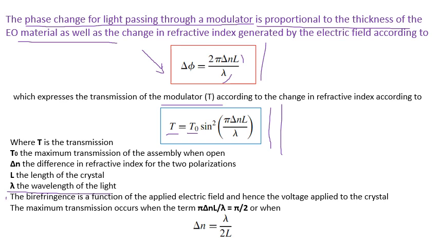Now the last line, if you see here, the birefringence is a function of applied electric field and hence the voltage applied to the crystal. Definitely you apply the electric field, then this phenomenon you can observe. So whatever voltage we apply to the crystal, it is to generate the electric field. So the birefringence is a function of applied electric field and hence a function of voltage as well.